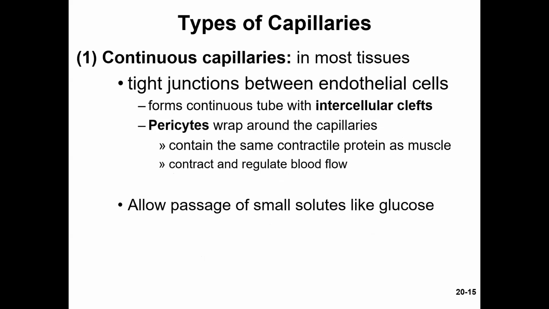Pericytes wrap around the capillaries. They contain the same contractile protein as muscle tissue and contract and regulate the blood flow. These will allow passage of small solutes like glucose.